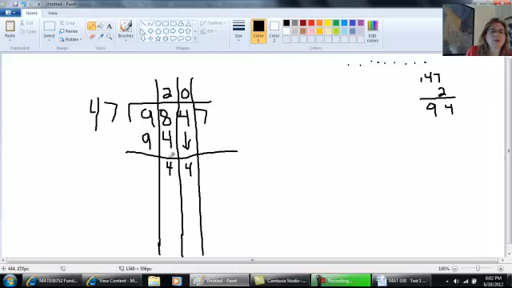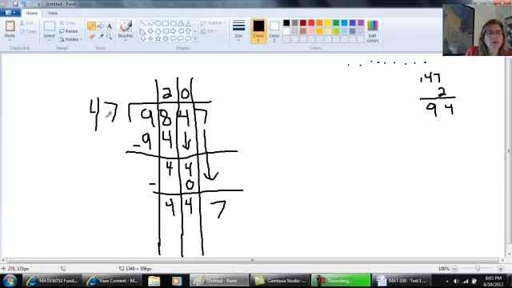0 times 47 is 0. Any number times 0 is 0. That's what I'm trying to say. Any number in the world times 0 is 0. So we're going to subtract again. I should put a little subtraction there. 44 minus 0 is, of course, 44. It's like, well, what? You're doing it again. No, we're not doing it again. This time we get to bring down the 7 to make it a bigger number.